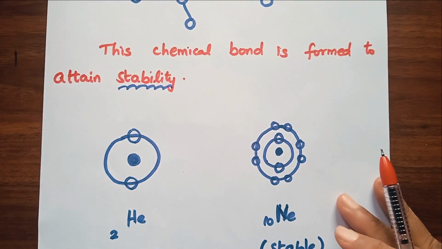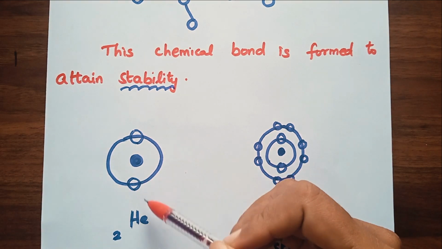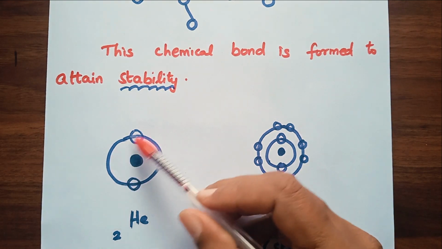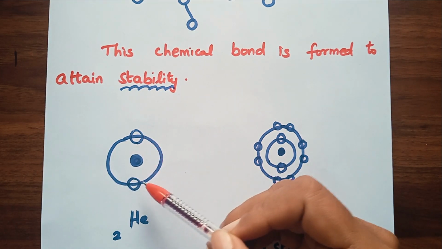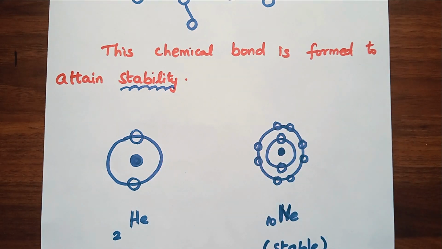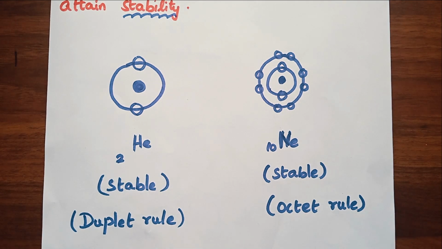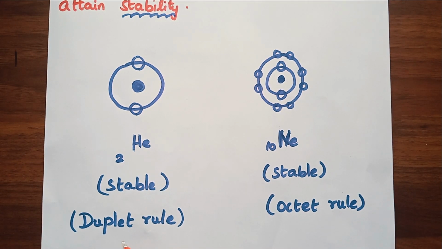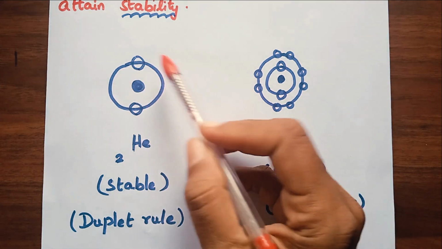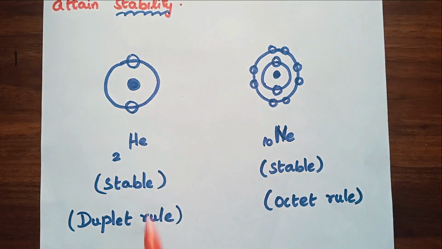For example, I have taken here helium. Helium element has 2 electrons. So the first orbital is completely filled with 2 electrons. So helium element is said to be stable because it attains the duplet rule. So what is a duplet rule? The duplet rule states that if an element has 2 electrons in its valence shell, then it is said to be stable. This is possible in the case of helium or hydrogen element.